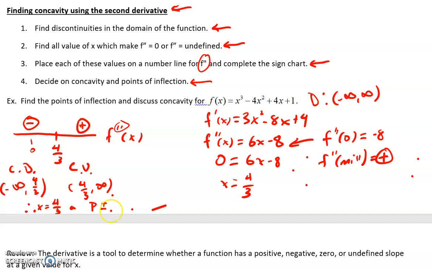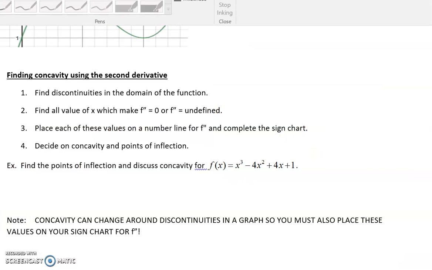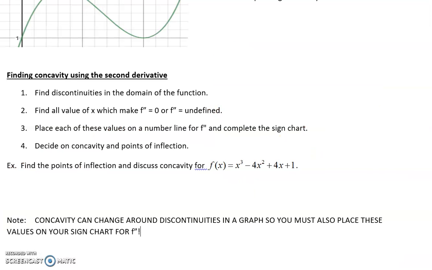Now, if you actually want the point of inflection, you'd have to plug x equals 4/3 into the original function to find the y value for that point of inflection. Okay? And then the last idea, ladies and gentlemen, is this important idea.